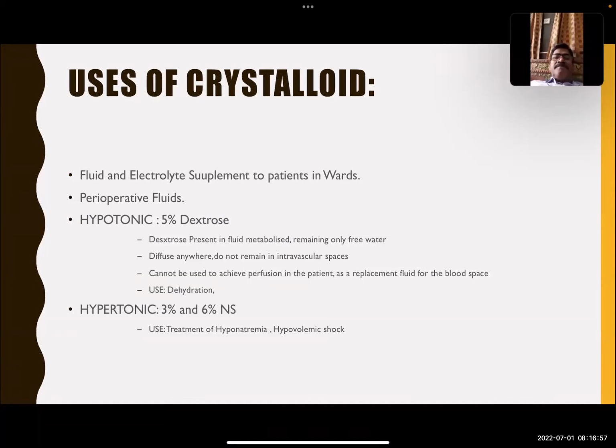It is mainly used in case of dehydration, whereas the hypertonic saline like 3% NaCl and 6% NaCl is mainly used in case of treatment of hyponatremia and hypovolemic shock.